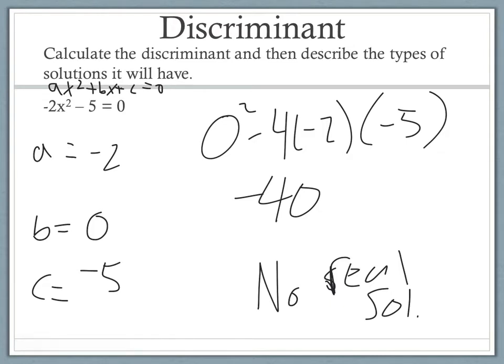If you did this not in a calculator, remember this would be 0, and then I have a negative times a negative, which is a positive, times one more negative would be a negative. So 4 times 2 is 8, times 5 is 40. 0 minus 40 is negative 40. So there's my discriminant, and it's no real solutions.